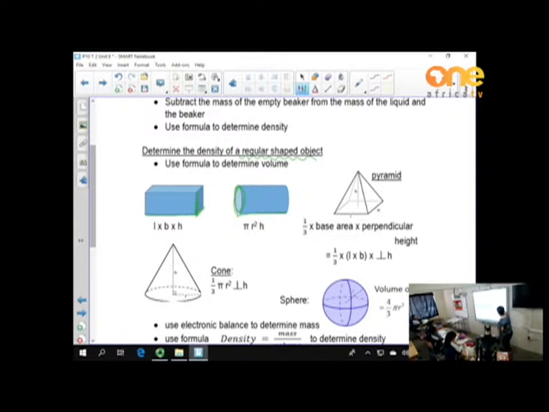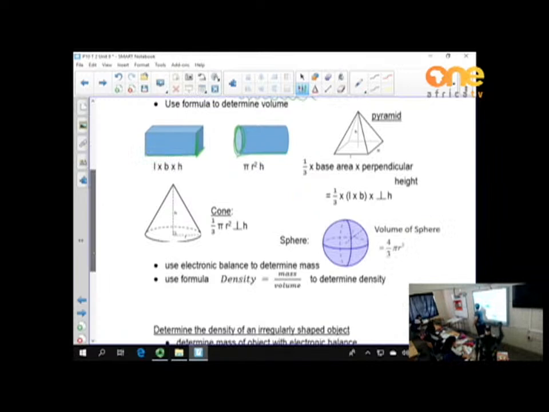Here I have a diagram for a pyramid. I won't worry too much about the formula. We don't work with it all that much. I'm sure that if you need it, they will give it to you. But if we wanted to work out the volume of a pyramid, we have to take a third of the base area times the perpendicular height. The base area is length times breadth, so times height. Yes, if I have a weight hanging from the top point down, that height would be the perpendicular height.